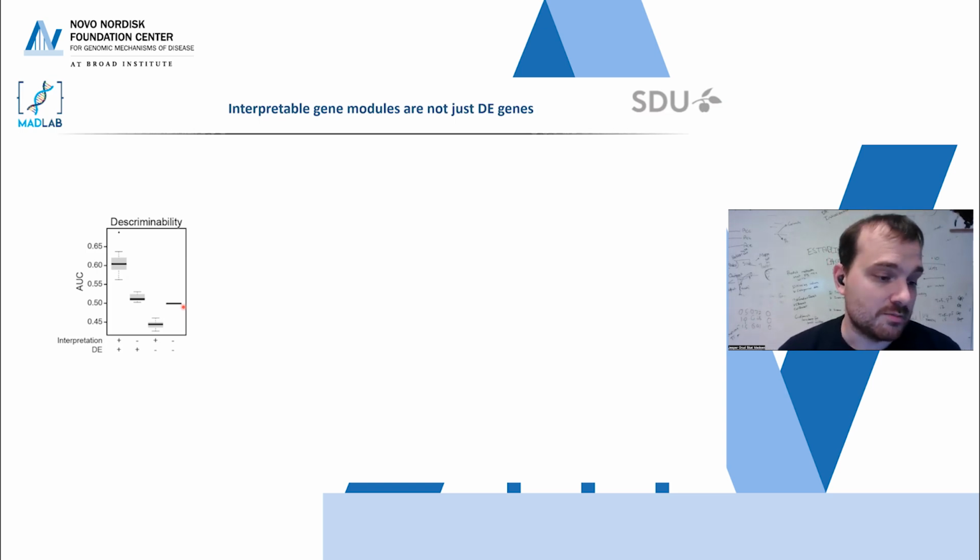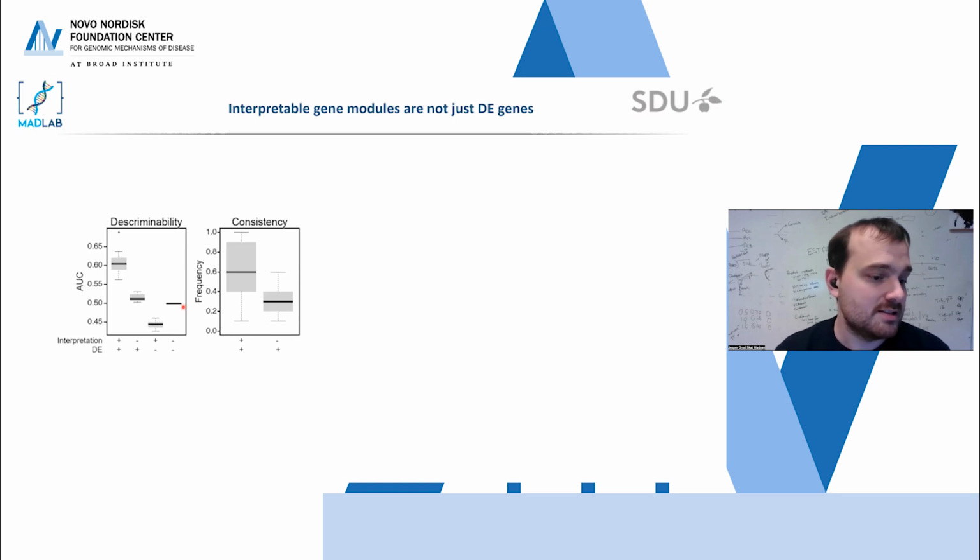What we also did is that we performed this DE analysis across batches and then asked if the genes that are DE are conserved across batches. And here we see the same tendency: genes that are in our interpretable modules are also more consistently DE genes across batches than DE genes that aren't. So with the interpretable modules, we find more discriminatory genes, and we also find more consistent genes.